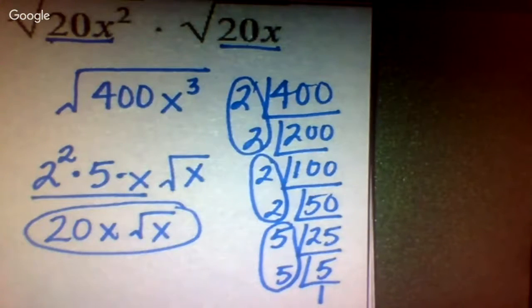Anything that is a perfect square: 1, 4, 9 is 3 times 3, 16 is 4 times 4, 25 is 5 times 5, 36, 49, 64, 81, 100, 121, 144. After that comes 169, and then the one above that is 196.